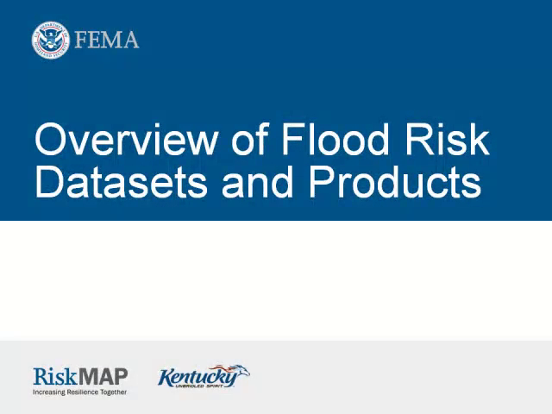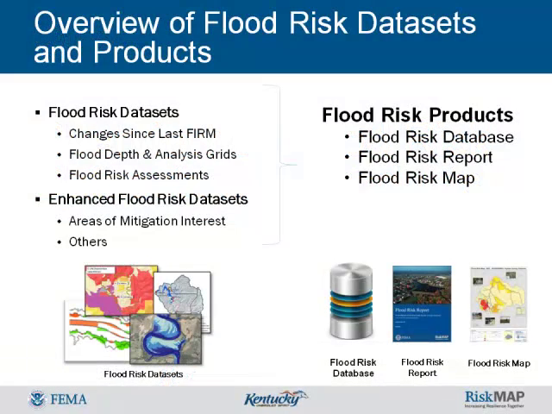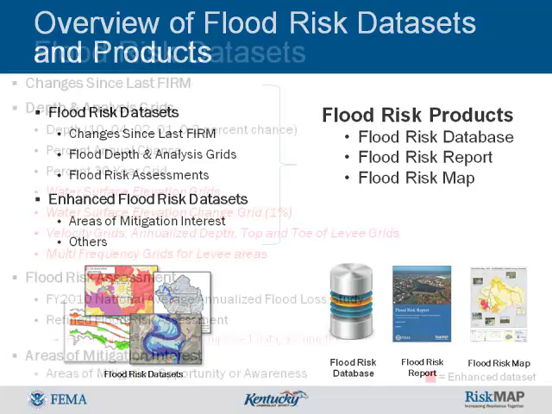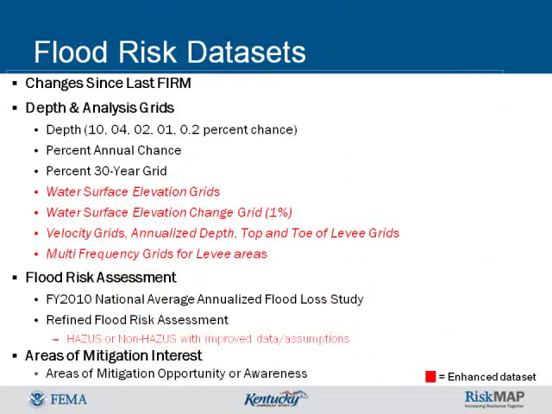Flood risk datasets are tools that provide a better understanding of the flood risks for a given watershed. These datasets are represented in the Flood Risk Database, the Flood Risk Report, and the Flood Risk Map. This slide provides a summary of the types of flood risk datasets, such as changes since last FIRM, depth and analysis grids, the flood risk assessment, and areas of mitigation interest.